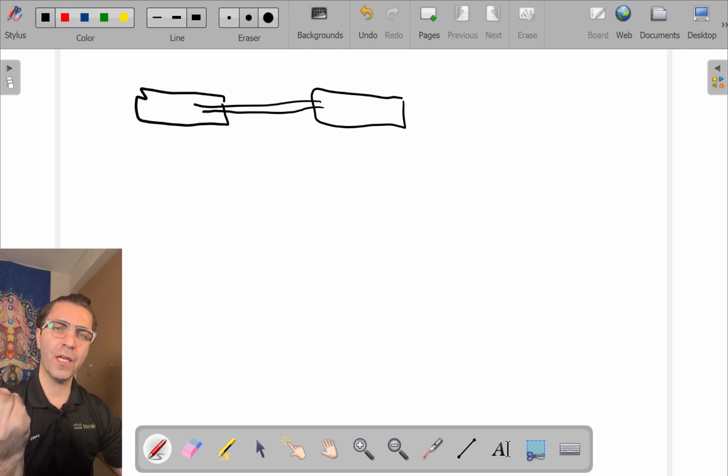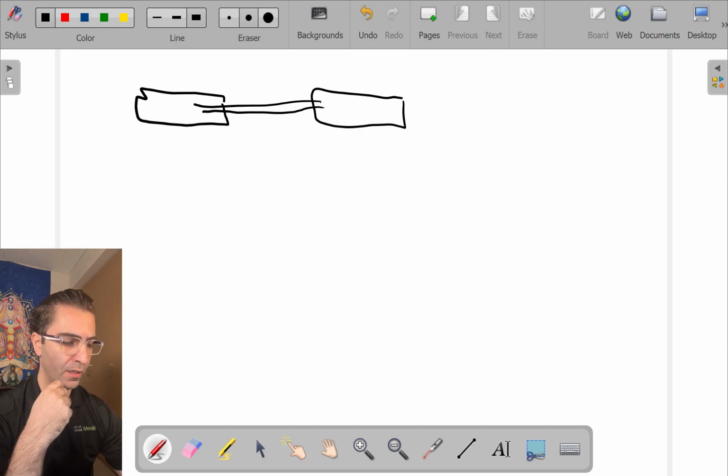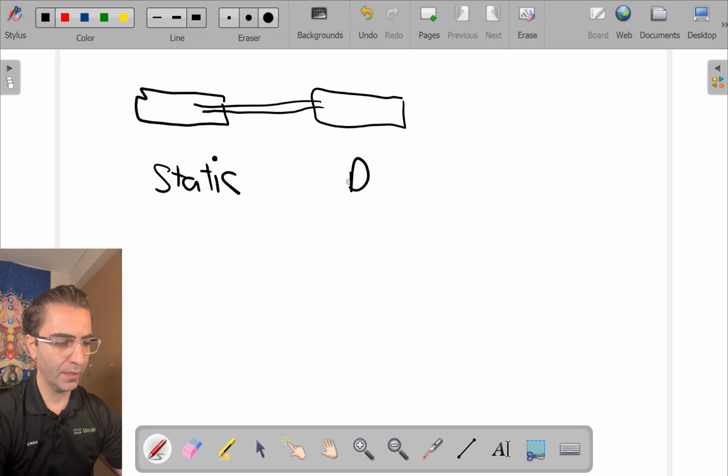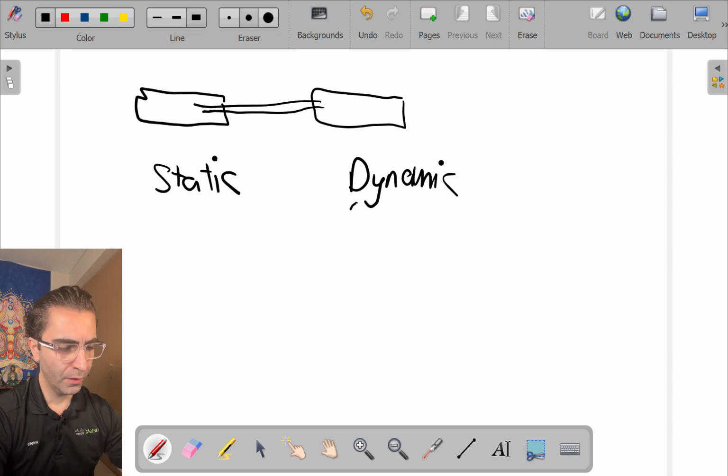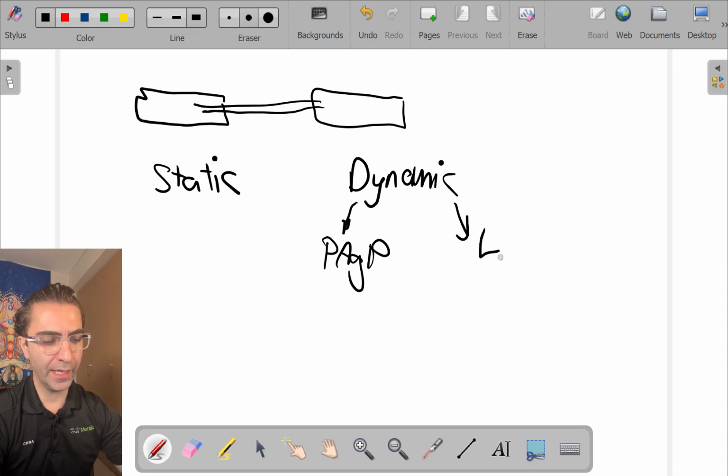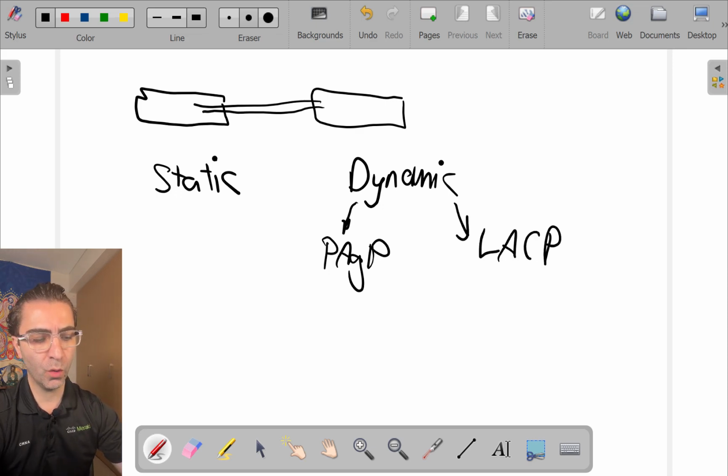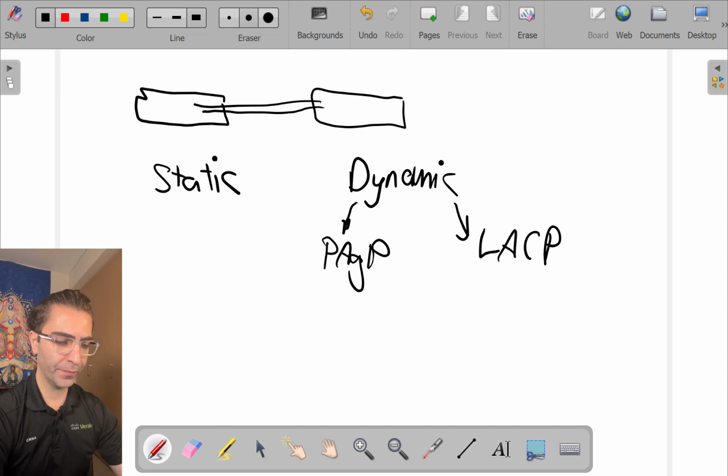There are multiple ways to bundle the interfaces. In general, we can divide them into two groups, static and dynamic. I'll start with dynamic. With dynamic, we are using port aggregation protocols. There are two port aggregation protocols, PAgP and LACP.